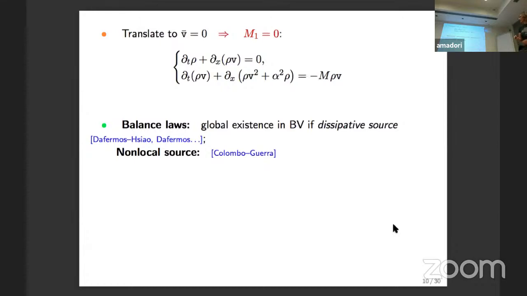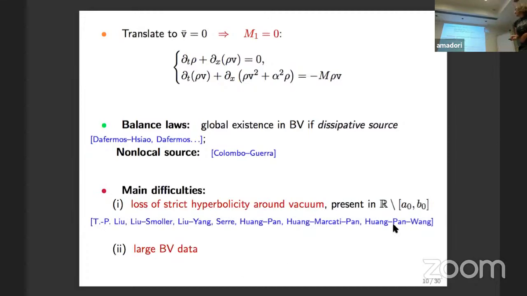So let me go further. What are the main difficulties in the study of these global dynamic systems? First of all, the loss of strict hyperbolicity due to the fact that we have the vacuum outside the region. So at rho equals 0, we have loss of strict hyperbolicity, so we cannot apply directly the theory of hyperbolic systems.